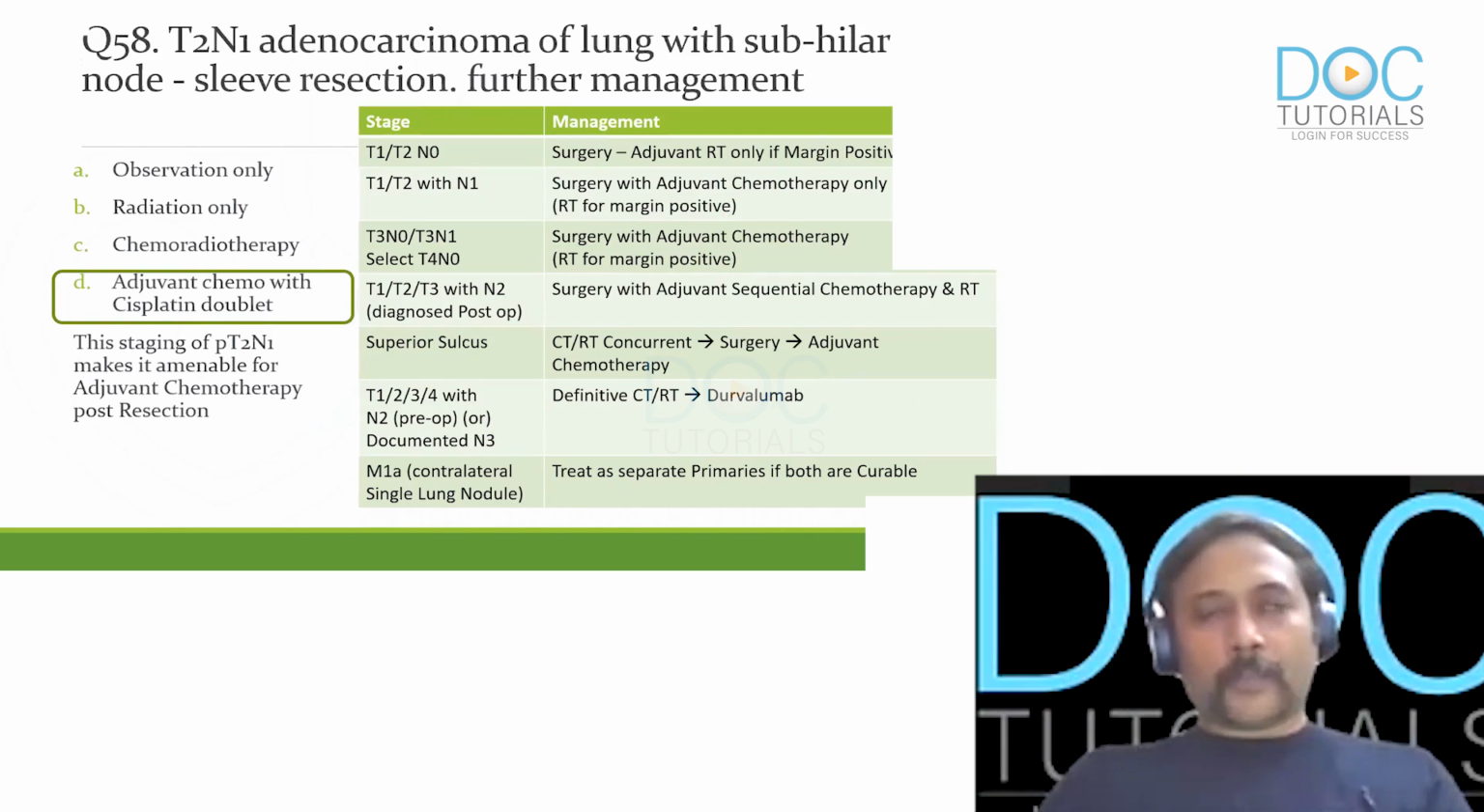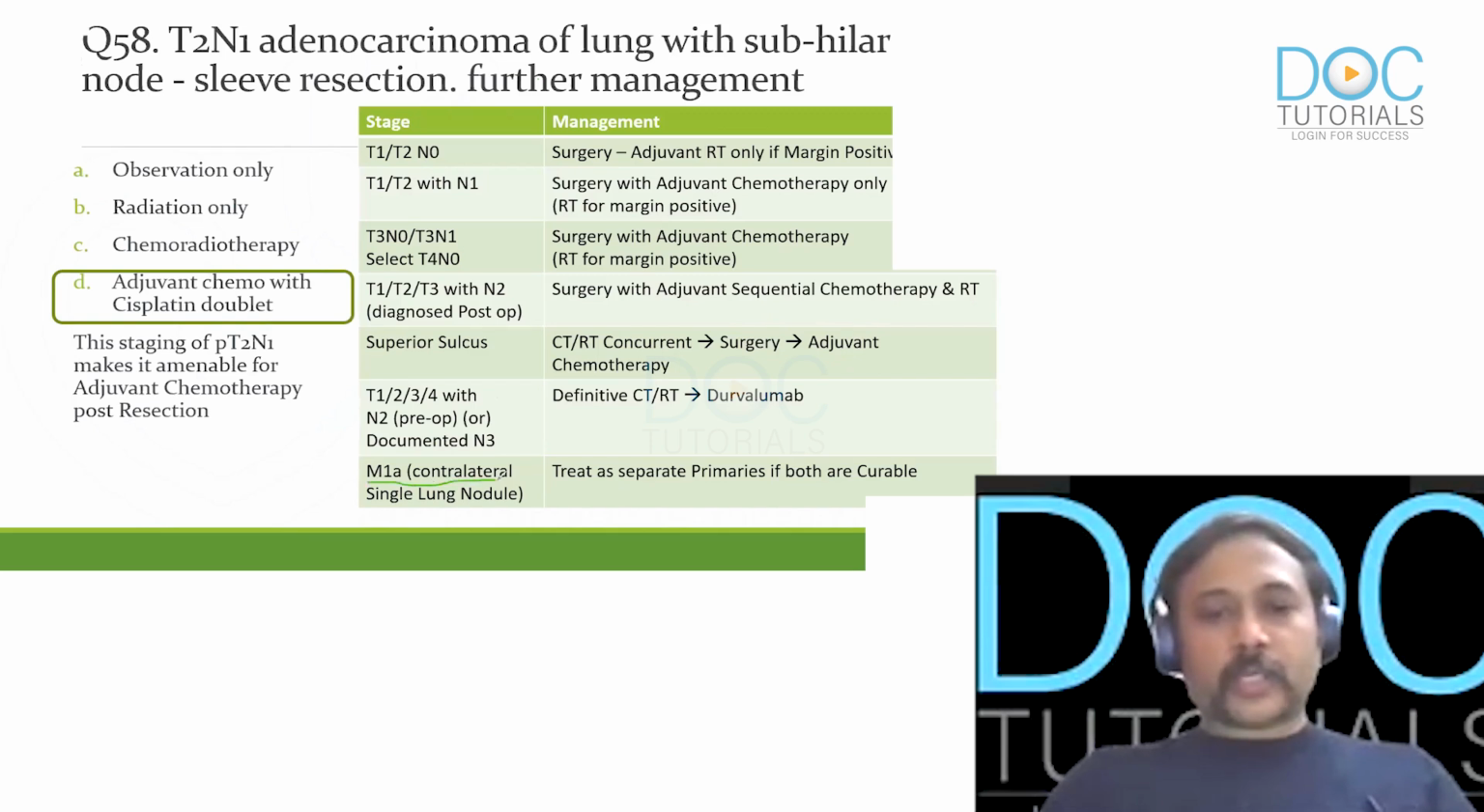On the other hand, when you have superior sulcus tumors, the definitive modality which you think can make it curable is concurrent chemoradiation upfront, and then you can follow it up with surgery. If it becomes resectable, then go for adjuvant chemotherapy. As I already said, there are some things which are going to be slightly different in management.